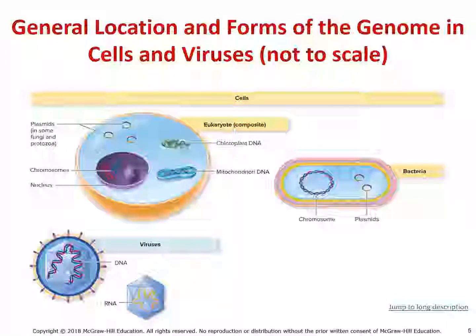So you can see here where we could find genetic material in things like viruses, eukaryotes, and then bacteria. Viruses have genetic material in their core inside the capsid. Eukaryotes can have things like chromosomes in the nucleus, plasmids on the outside in things like fungi and protozoa, and then the literal DNA in the mitochondria and chloroplast. Bacteria, on the other hand, have a single large chromosome and again plasmids, and that's where we find DNA.